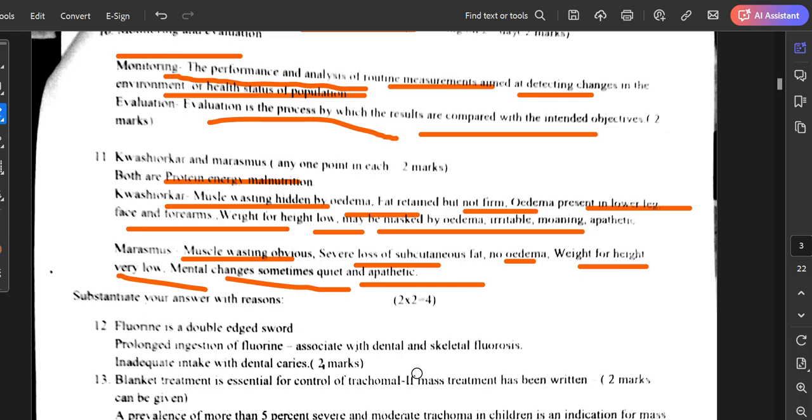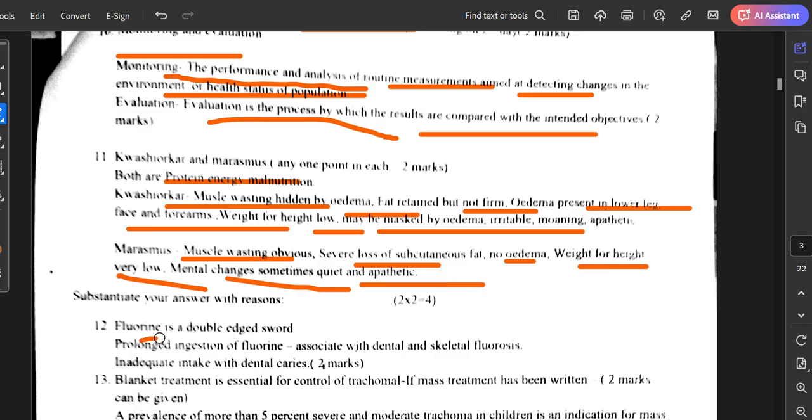So, Kwashiorkor and marasmus both are protein energy malnutrition diseases. In Kwashiorkor, muscle wasting is hidden by edema. Fat is retained but not firm. Edema is present in lower leg, face and forearms. Weight for height is low, may be masked by edema, irritable, moaning and apathetic. Marasmus means the muscle wasting is obvious, severe loss of subcutaneous fat, no edema. Weight for height is very low, mental changes sometimes quiet and apathetic.